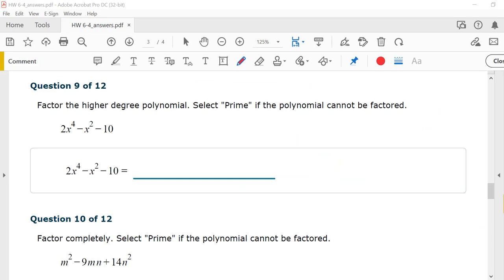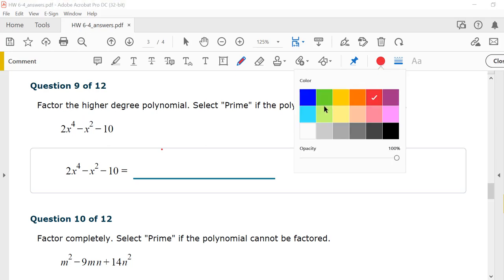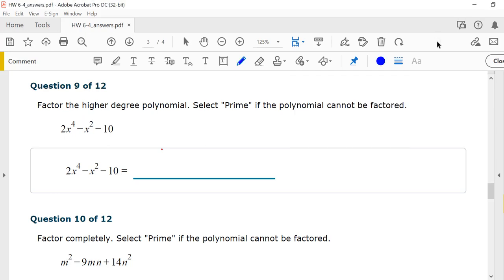Okay, question 9. Factor the higher degree polynomial. You'll notice that the first term is an x to the 4th, and the second is an x squared. Okay, we're going to pretend like we see this, 2x squared minus x minus 10. If that's what we saw, how would we factor that?